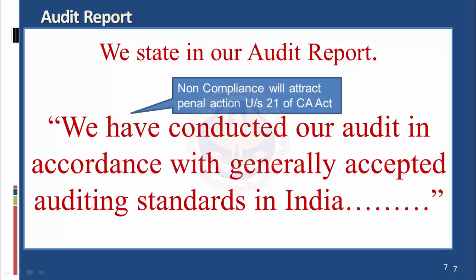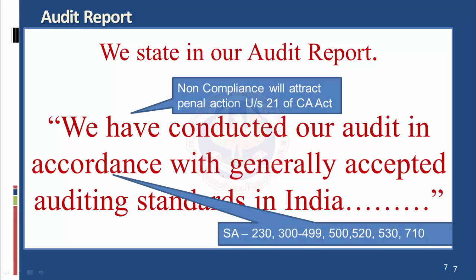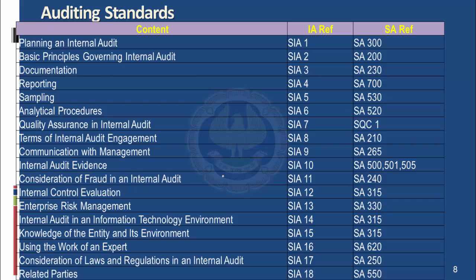Now in the audit report, SA 700, we consciously say that we have conducted our audit in accordance with generally accepted auditing standards in India. Those are SA 230 and so on. Any non-compliance with these standards will attract penalties under Chartered Accountants Act Section 21. So we need to be conscious in carrying out audit using all these standards. Having said that, the audit has to be carried out as per standard. We all know any manufacturing is conducted as per some standards, like ISI standards. So an audit also has to be conducted through a standard.